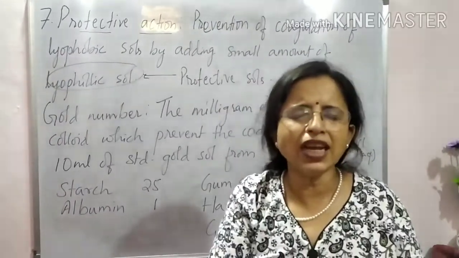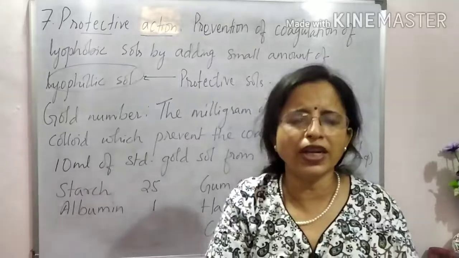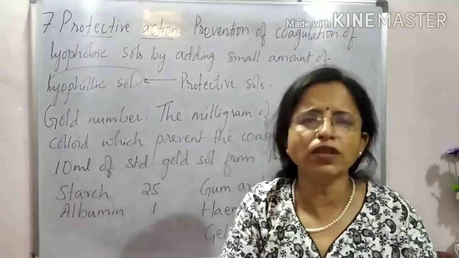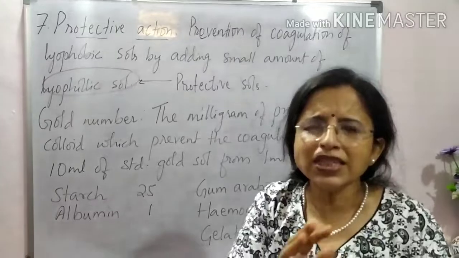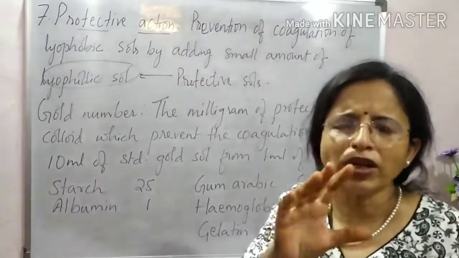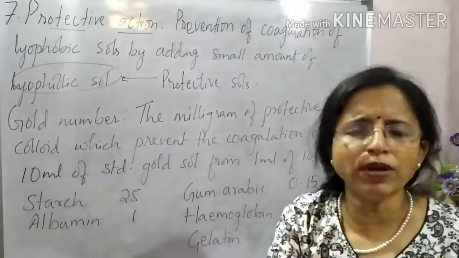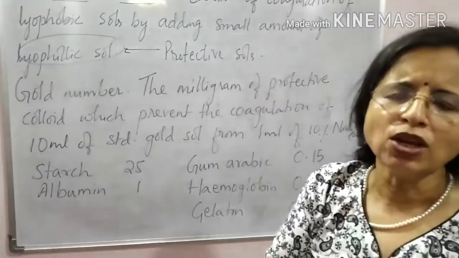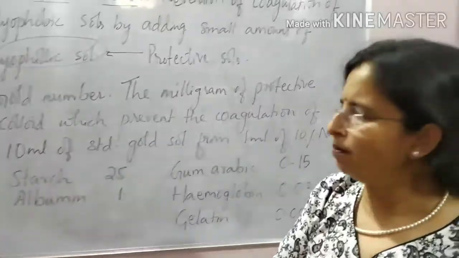Gelatin is a lyophilic sol. It is a stable sol which is going to prevent the coagulation of this milk. So this depends on, or the protective sol depends on a number which is going to be the best protective sol. That depends on a number called as gold number. So what is meant by gold number?